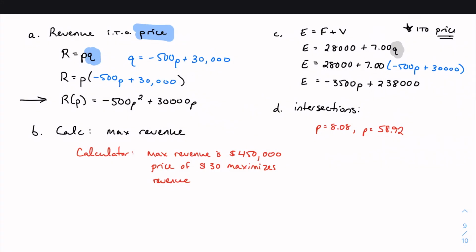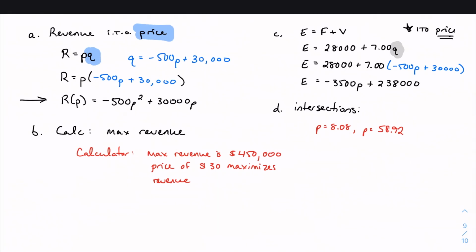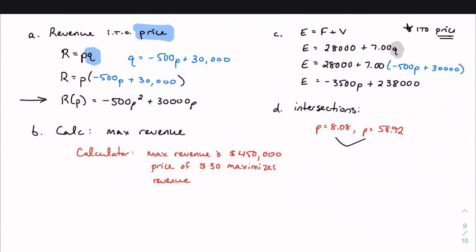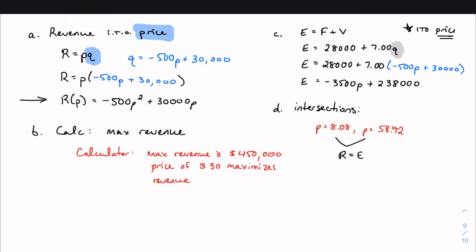So we've determined our intersections, and the very last thing I wanted to do is figure out why this is so important. Well, when functions intersect, it means that the functions are equal. So at these points, revenue and expense are equal. Well, hold on a minute, because I had stated before that when revenue and expense are equal, we break even. Right? This is where I have zero profit.